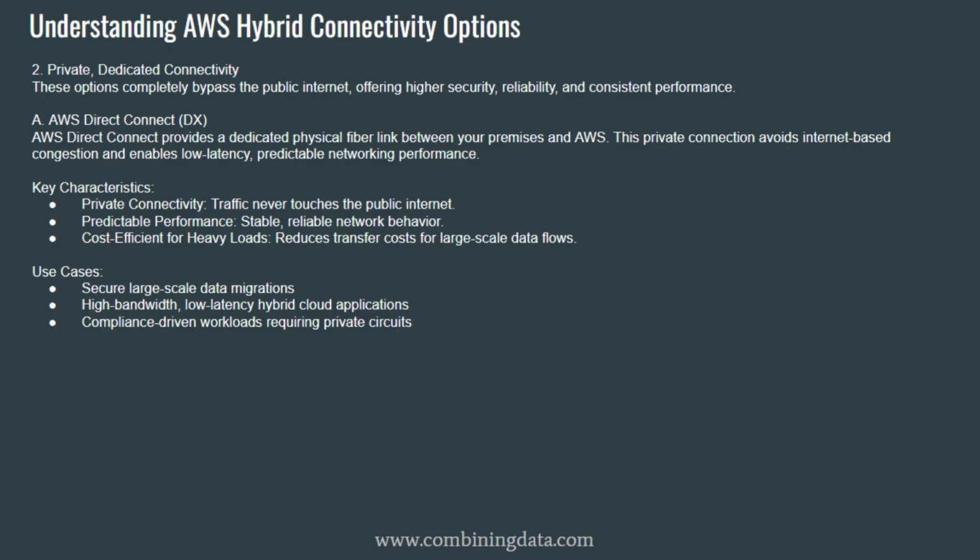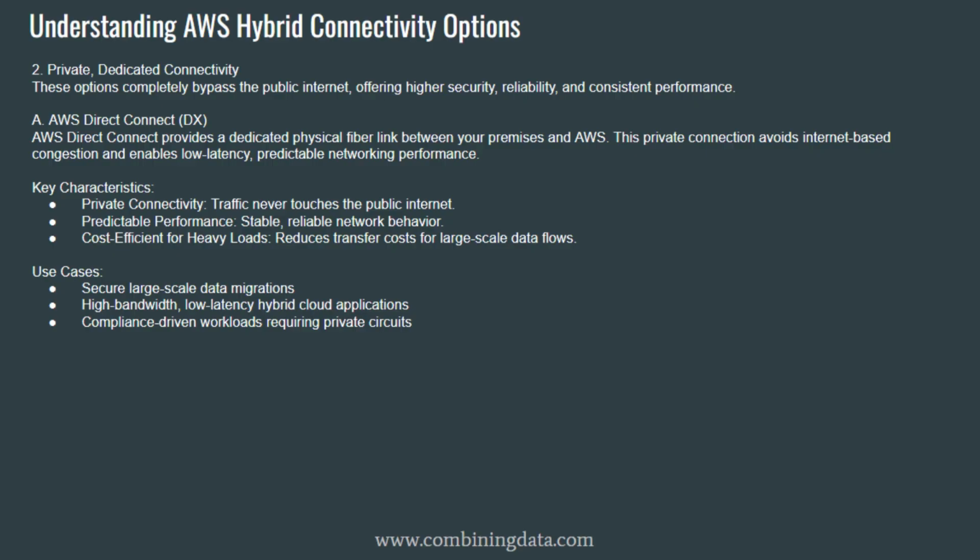Direct Connect can also be cost-effective at scale. While it has an upfront cost, it often reduces data transfer charges when large volumes of data move between on-premises environments and AWS on a regular basis.